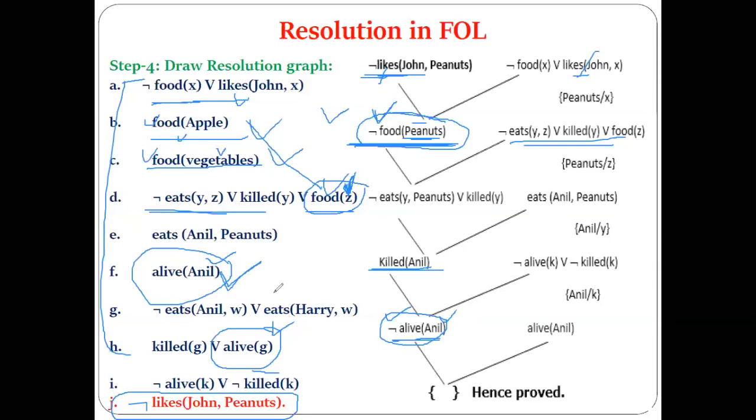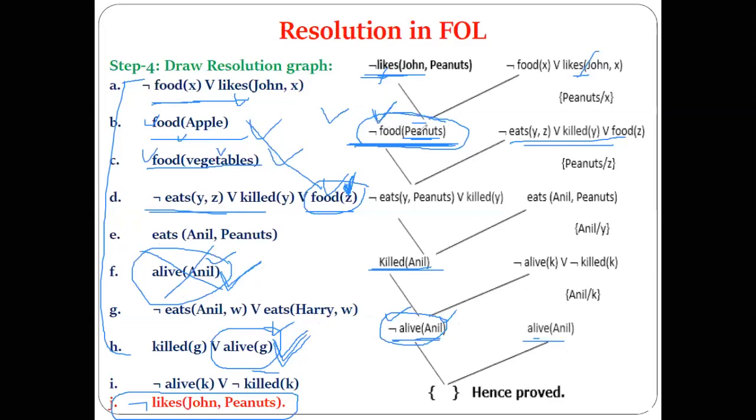That is the reason we are taking here alive Anil and we are not taking the alive G. You are getting the point? If this part was not there, then we must choose on this part, yes or no? So that is the confusion you might be having.